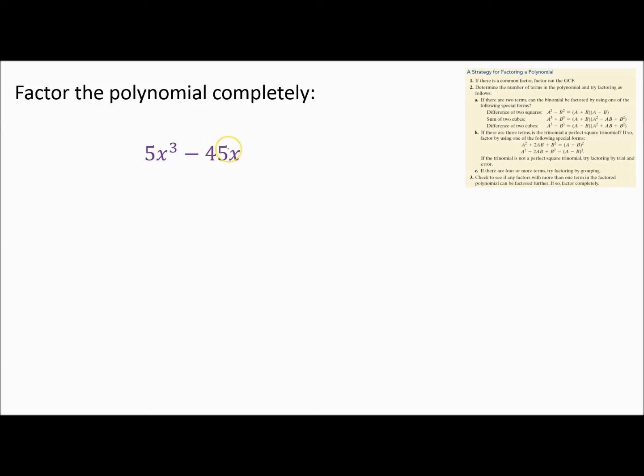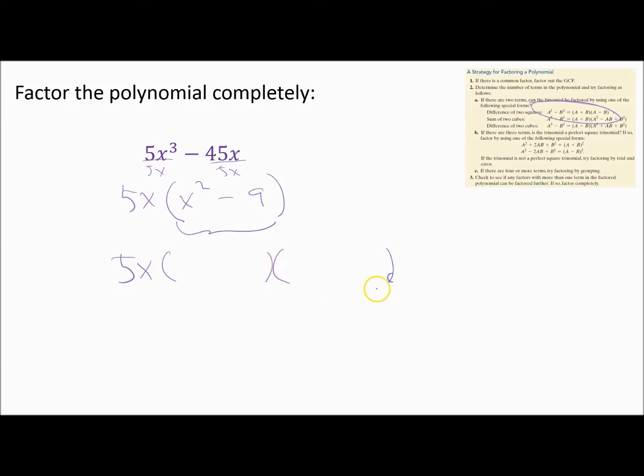So they both have a 5x in common. Let's pull that out. So if I pull out a 5x here, notice I'm left with x squared. And if I pull out a 5x here, remember I'm dividing, I'm left with minus 9. Okay? But I'm not finished, because if I start moving down my strategies here, right here, that's a difference of squares. So the 5x is still part of my answer.